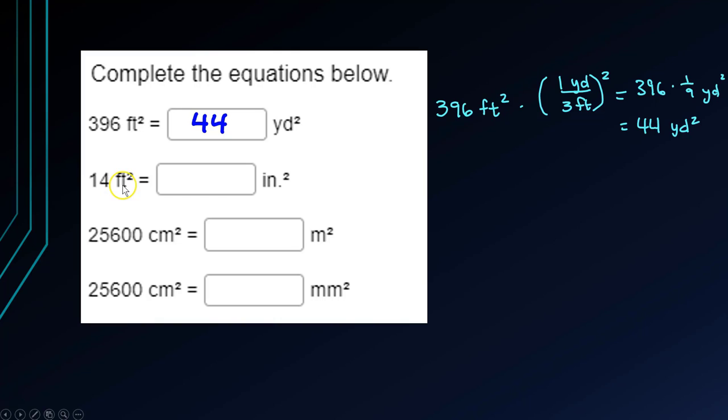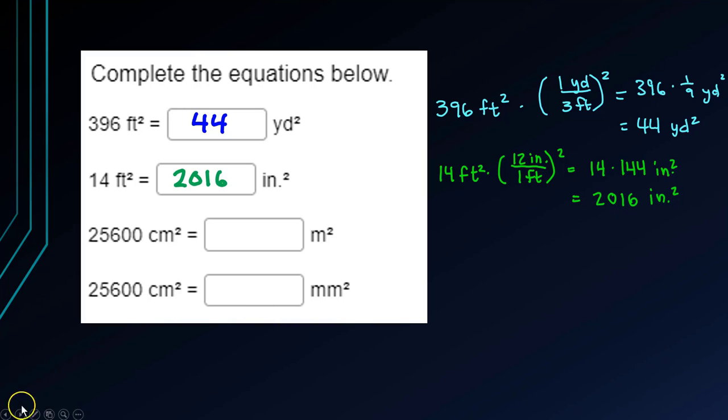Now as far as 14 square feet becoming square inches, I know there are 12 inches in a foot. So I'm going to take 14 square feet. I'm going to put feet at the bottom here because I want to cancel, and 12 inches on top because I want to become that. But that's 12 inches per foot, so I've got to square that in order to have inches squared and feet squared involved here. So essentially I'm going to have 14 times 12 squared, which is 14 times 144, and that becomes 2016 square inches.